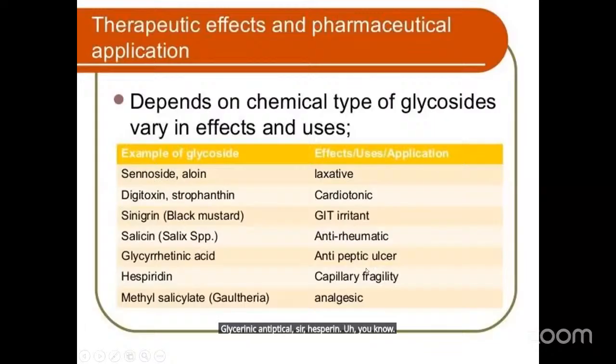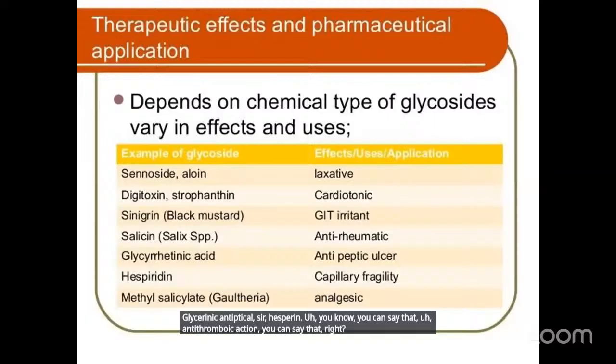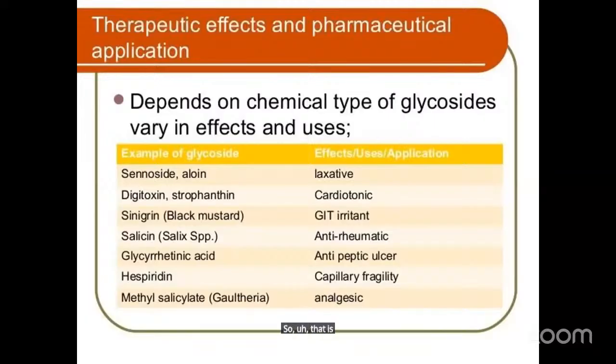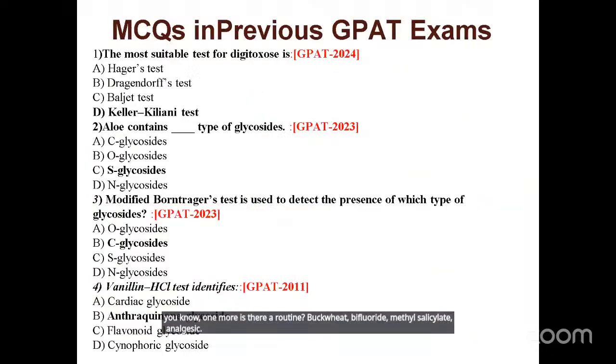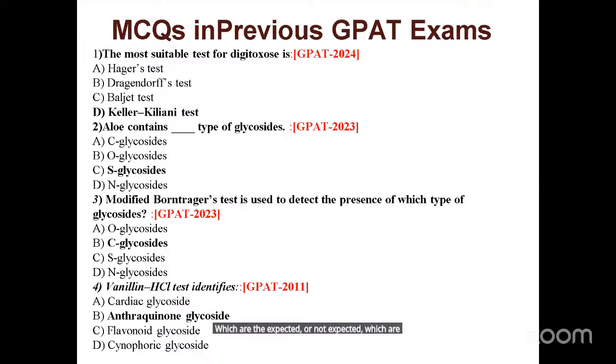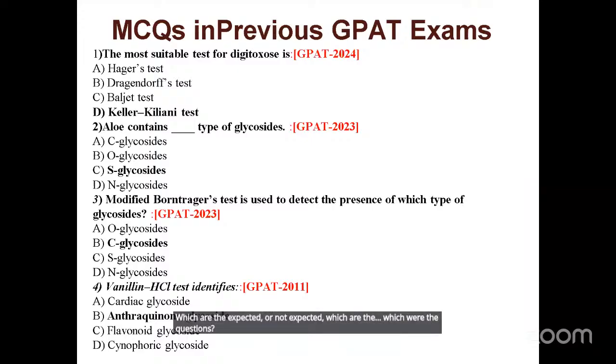Hesperidine, you can say that antithrombotic action, you can say that, right? So that comes under hesperidine. There is hesperidine, and one more is there, rutin, right? Buckwheat, bioflavonoid, methyl salicylate, analgesic. Which are expected or not expected? Which were the questions asked in the previous GPAT exams?